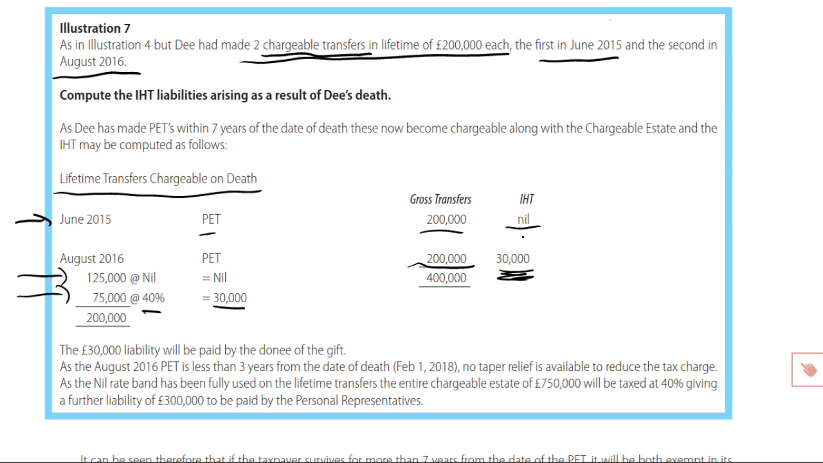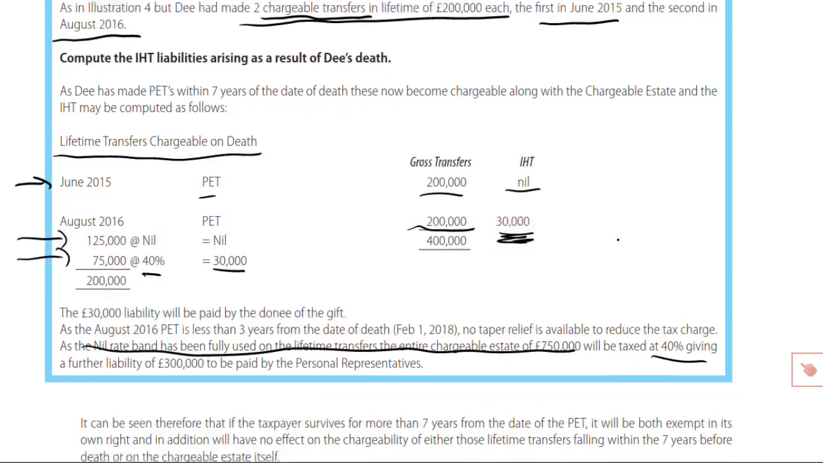What then, of course, it meant that on that basis, we had used all of the nil rate band in relation to lifetime transfers. So that meant that as the nil rate band had been fully used on lifetime transfers, the entire chargeable estate of 750 was going to be taxed at 40%. The whole lot was pushed out of the nil rate band.